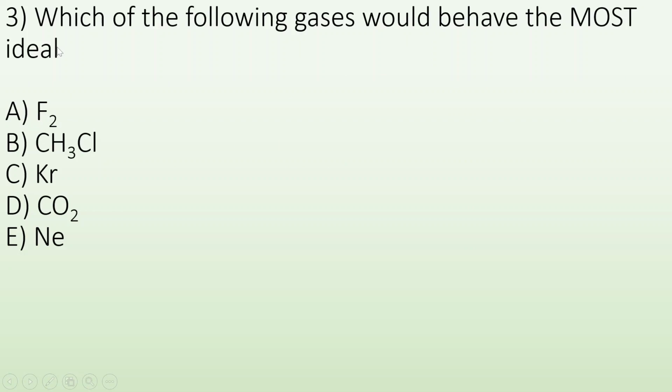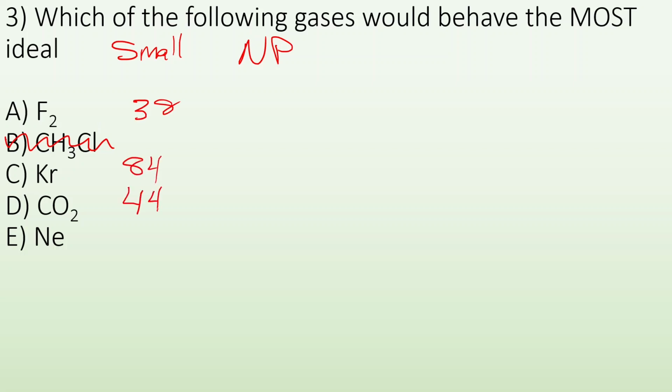All right, number 3, which of the following gases would behave the most ideal? So we want small and nonpolar, right? We want the weakest attractive forces, which means we want a nonpolar molecule, and it's got to be the smallest. So if I'm taking a look, CH3Cl, well, I can rule that out. That's a polar thing. The rest of these are nonpolar. So if I take a look at the masses, F2 is going to be 38, krypton is going to be 84, CO2 is going to be roughly 44 grams per mole, and neon is going to be roughly 20 grams per mole. So the lightest one that is also nonpolar will be neon. Neon is going to be the most ideal.